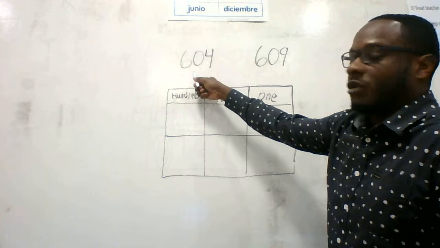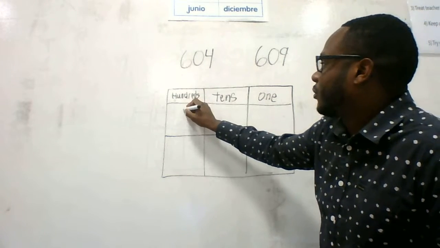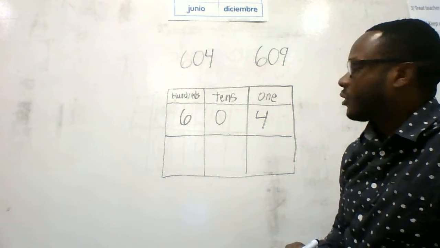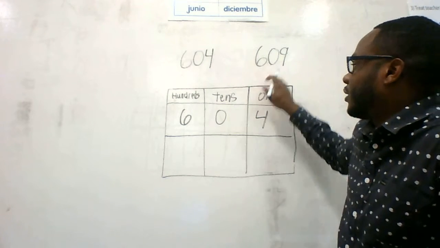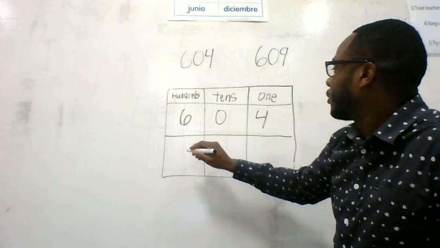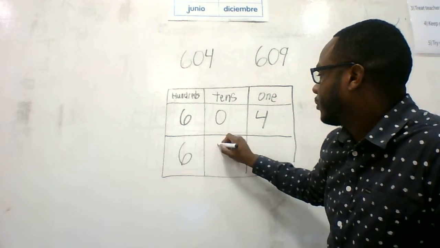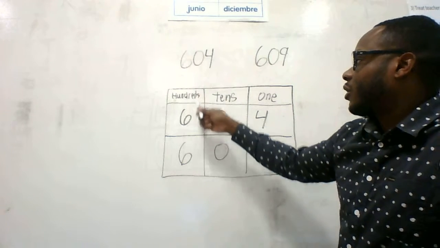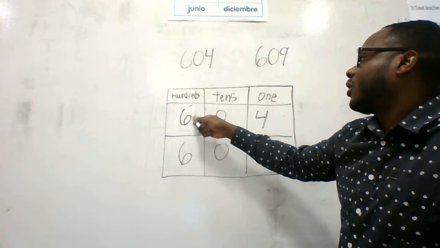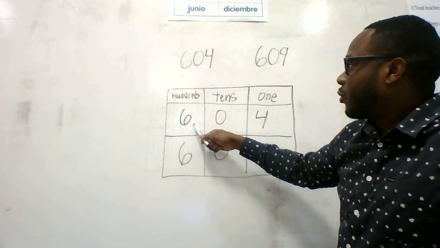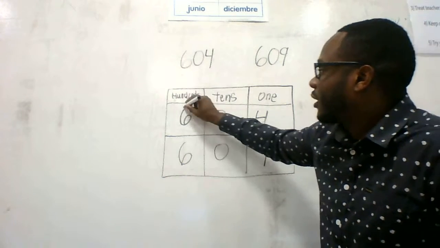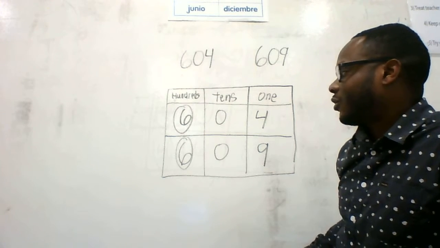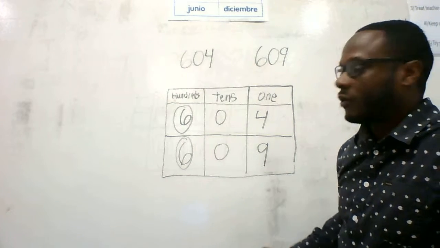So we start off by writing one number at the top, 604. We wrote 604 at the top, and we take the second number and we write it right beneath the other number, 609. Okay, so we start off by looking at the hundreds place value, and we see that both boxes have 6. So that's not telling us much. Both boxes are the same. They're equal to each other. So we can't decide which number is higher based off of those two numbers.